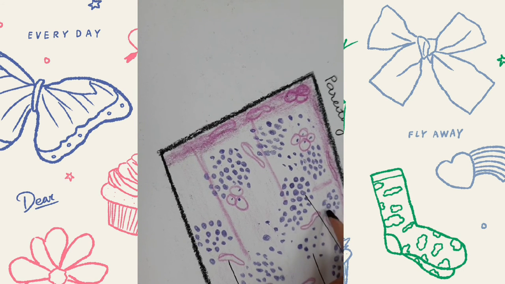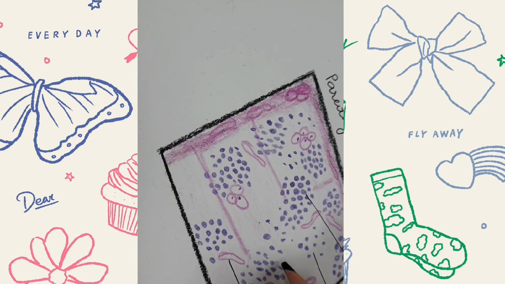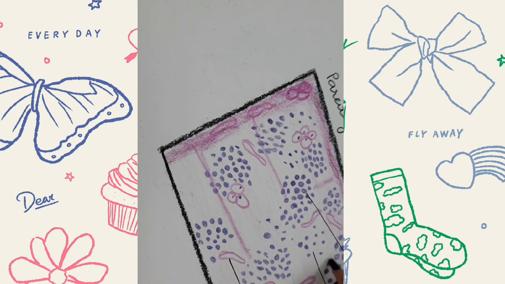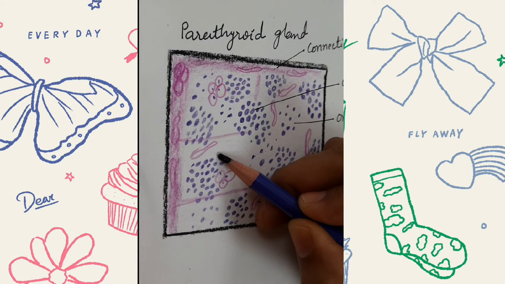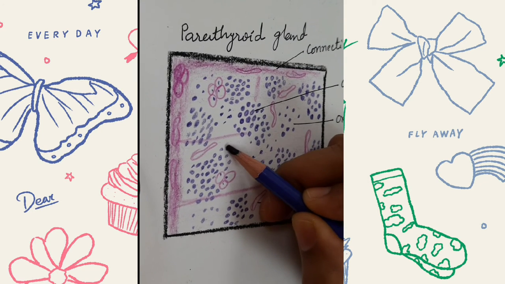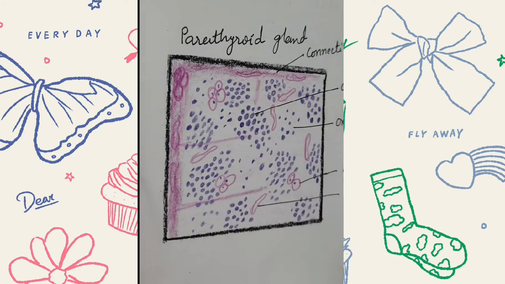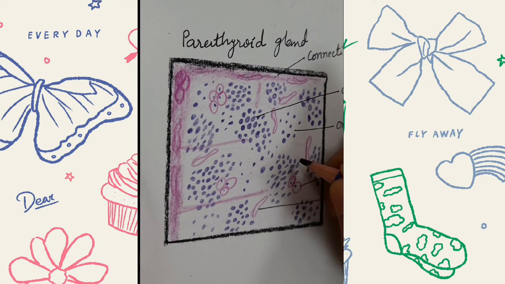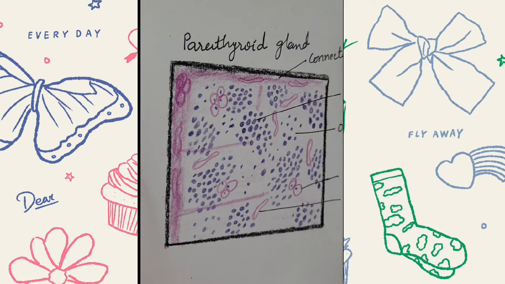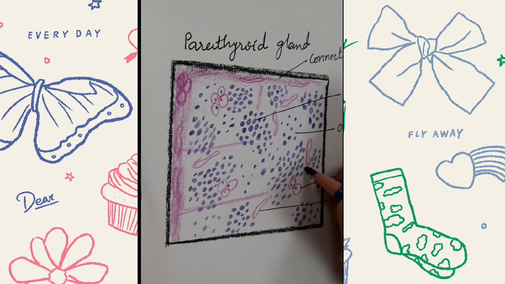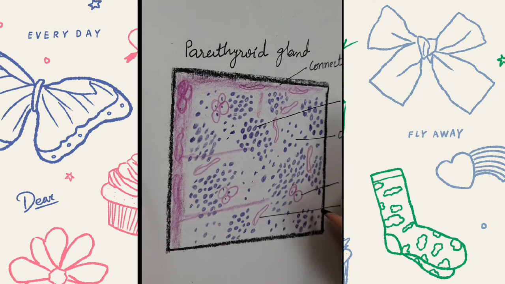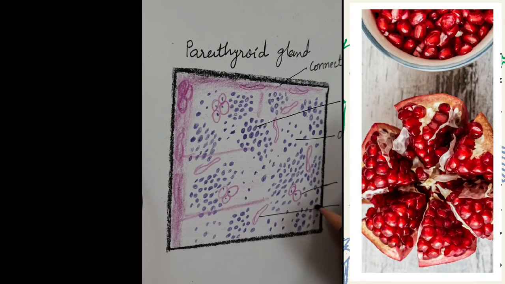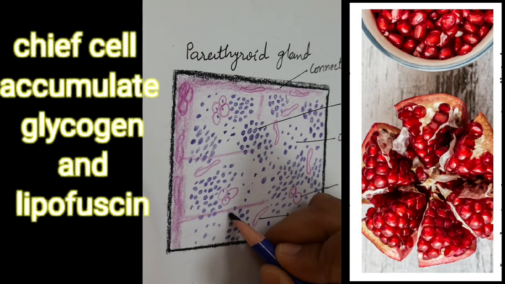So it is surrounded by the capsule. The capsule sends septa and divides it into lobules, the poorly defined lobules. You can compare it with the pomegranate. Just as the seeds are there in the pomegranate, and there are septa within the pomegranate that divide it into lobules, you can compare the arrangement of the parathyroid gland with the pomegranate.